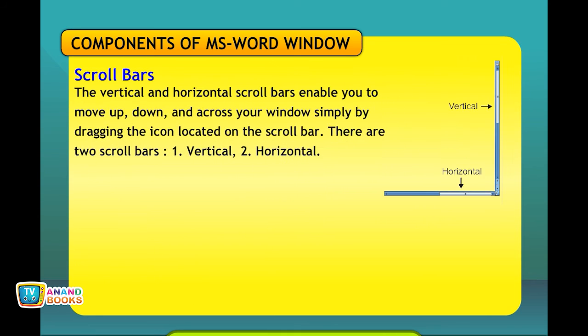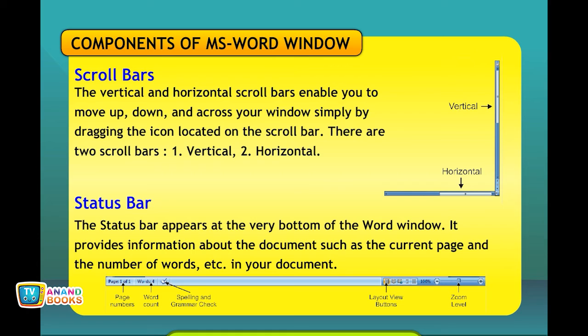Scroll bars. The vertical and horizontal scroll bars enable you to move up, down, and across your window simply by dragging the icon located on the scroll bar. There are two scroll bars: 1. Vertical. 2. Horizontal. Status bar. The status bar appears at the very bottom of the Word window. It provides information about the document such as the current page and the number of words, etc. in your document.